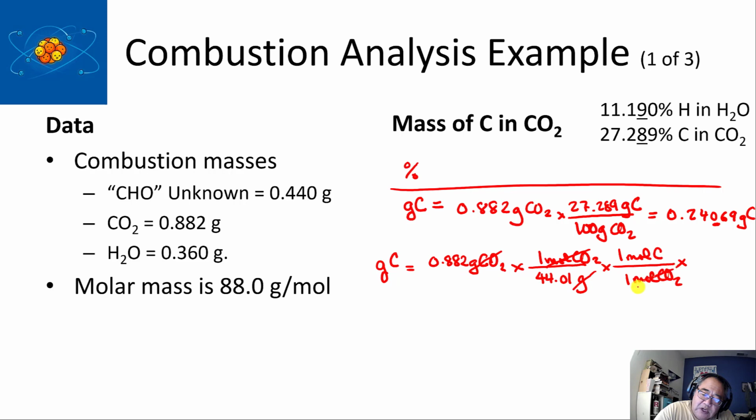Now I have moles of carbon, and now I just need to get the mass of carbon, so you can multiply by 12.011 grams for every mole of carbon. And if you do that, you still get this same number. So you didn't need to know the mass percent ahead of time. You could have just used the ratio of molar masses to calculate the mass of carbon in carbon dioxide. So now what we'll do is follow through, and we'll do the same thing for the hydrogen from the water.